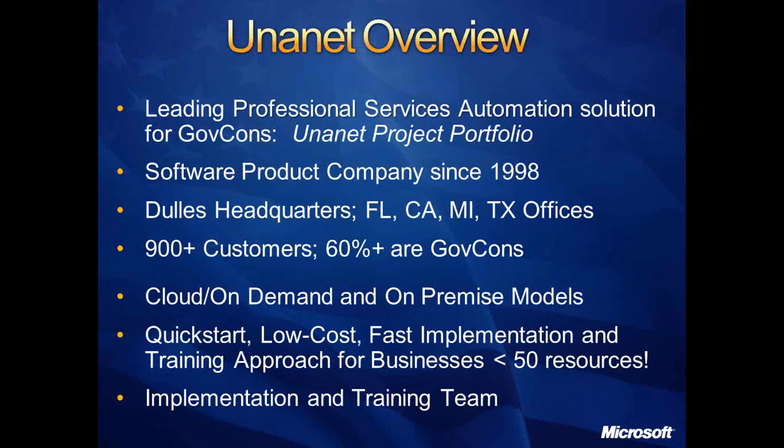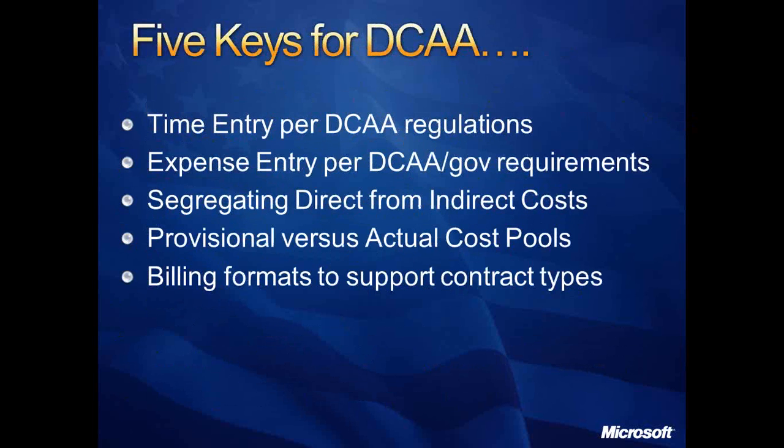So the five keys that we're going to talk about today are time entry per DCAA requirements, as well as expense entry. We're going to talk about segregating direct from indirect costs. We're going to talk about provisional rates versus actual rates and cost pools for determining those. And then we're also going to talk about billing formats that support the different contract types.